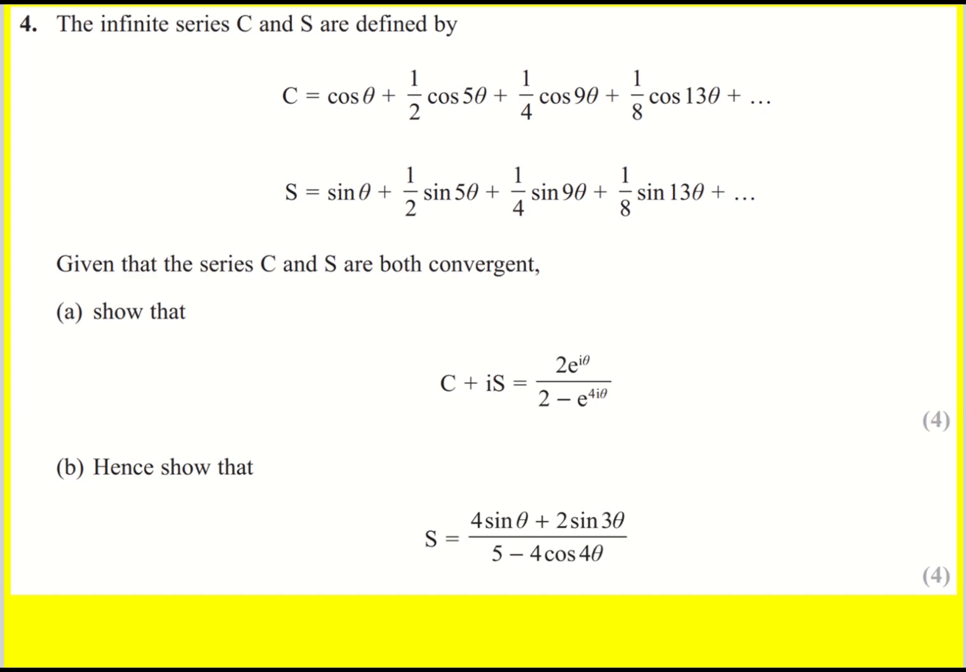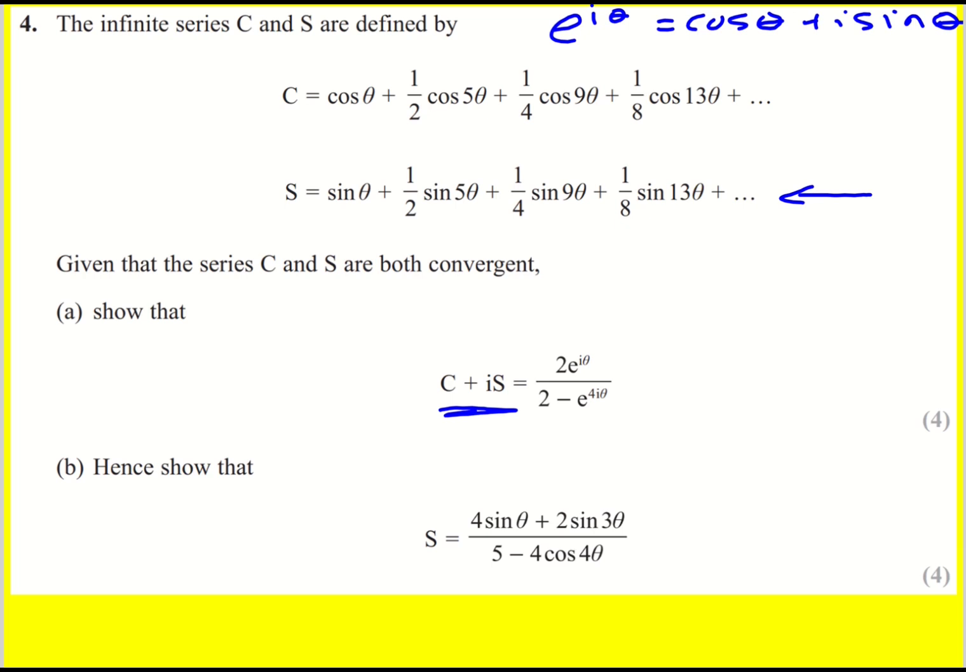This is my favorite question in the paper. We're going to be deriving a result for this summation, but to do so, we're actually going to use this idea and sum up two summations. Now, at the heart of this, we're going to have Euler's relation: e^(iθ) is cos θ plus i sin θ. We'll be bringing that in a minute.